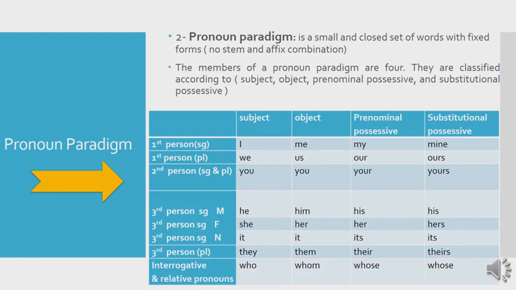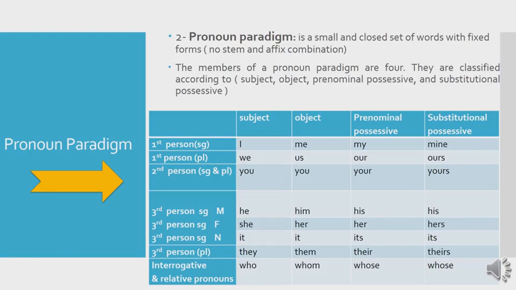Now we come to the third person singular masculine. If we want to write the pronoun paradigm for the third person singular masculine, it is he in the subject position, him in the object position, his in the pronominal possessive, and his in the substitutional possessive. For third person singular feminine, we have she in the subject position, her in the object position, her in the pronominal possessive, and hers in the substitutional possessive.